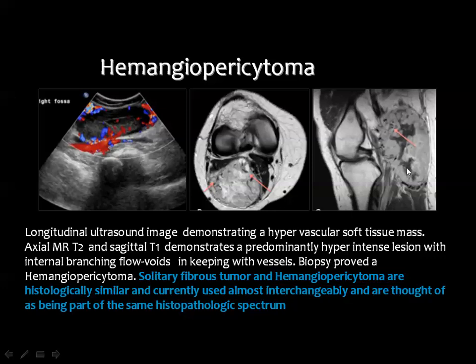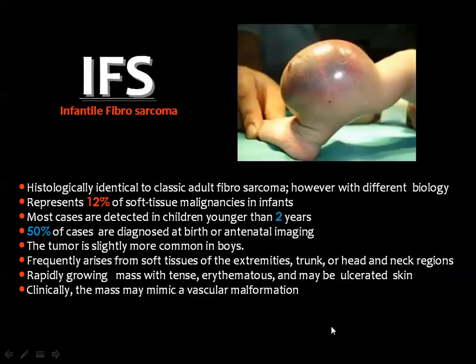Then this is hemangiopericytoma, and by ultrasound you see extensive hypervascularity, and also by MRI you see the extensive hypervascularity.